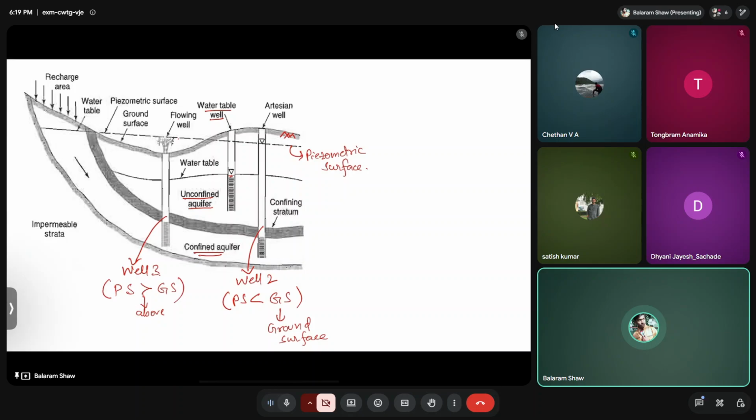Okay, so there can be recharge. That's why we have a recharge area, and below this, whatever strata are there, we are considering as impermeable strata. Okay, any questions here? Okay, if not, we'll move to the next question.